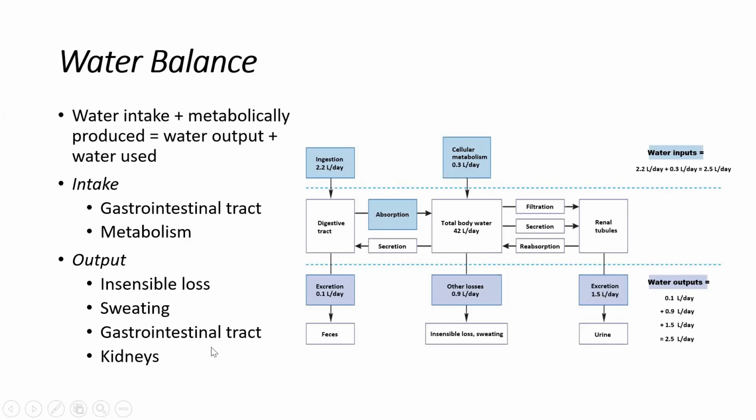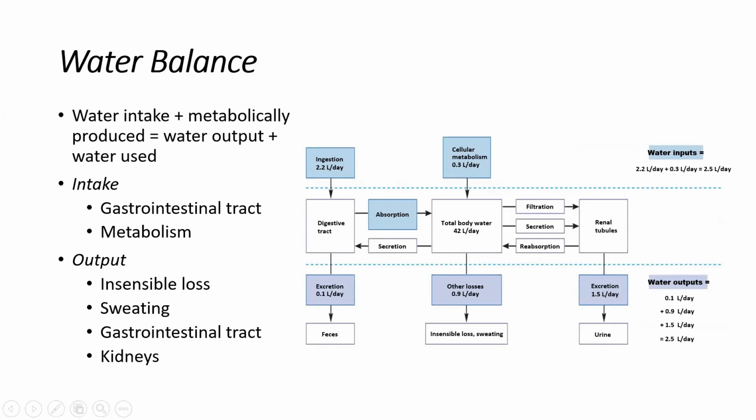And then we have outputs, which are insensible loss, things like saliva, respiration, speaking, sweating, the GI tract where we see feces having a small bit of water being excreted, and then the kidneys where we see most of that water being excreted via the urine.